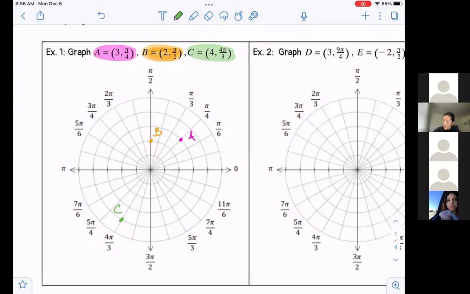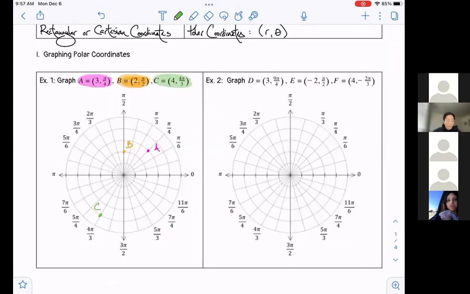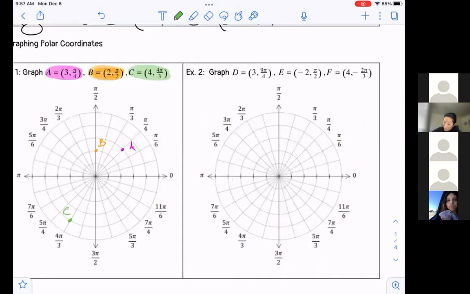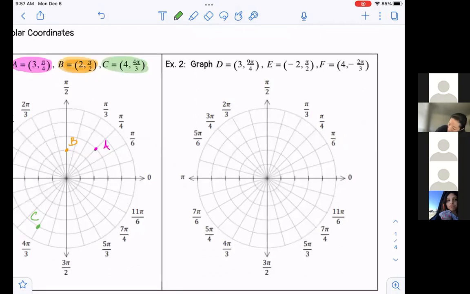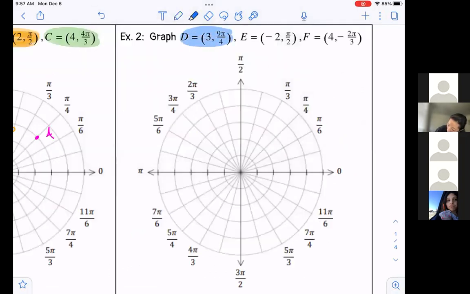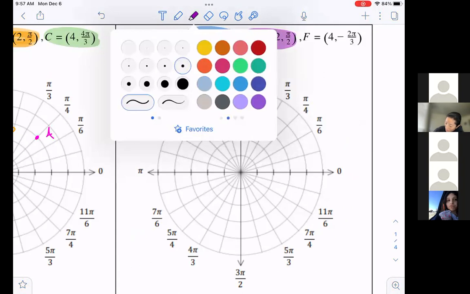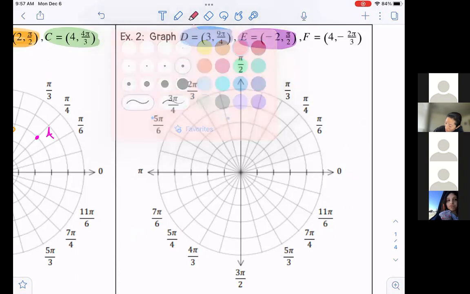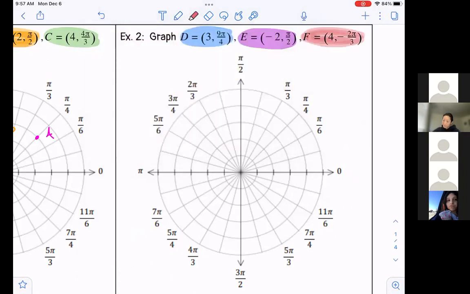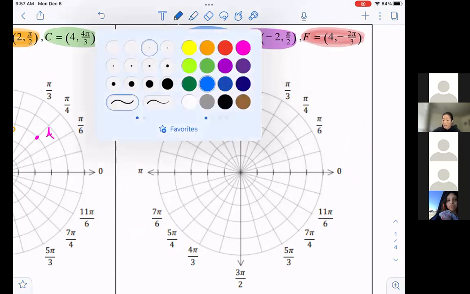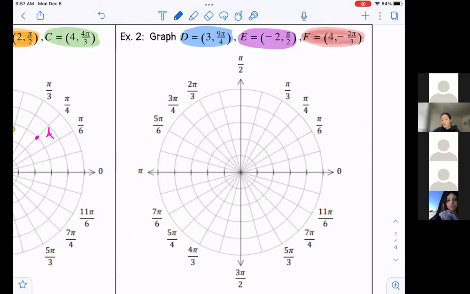Let's try the same thing with example 2. Let's zoom in on example 2 over here. Let's get some new colors going. We've got point D over here, and point E over here. What color have we not used yet? A reddish. Okay, so someone else who has not shared yet, how do we graph any of the points above? You can choose D, E, or F.